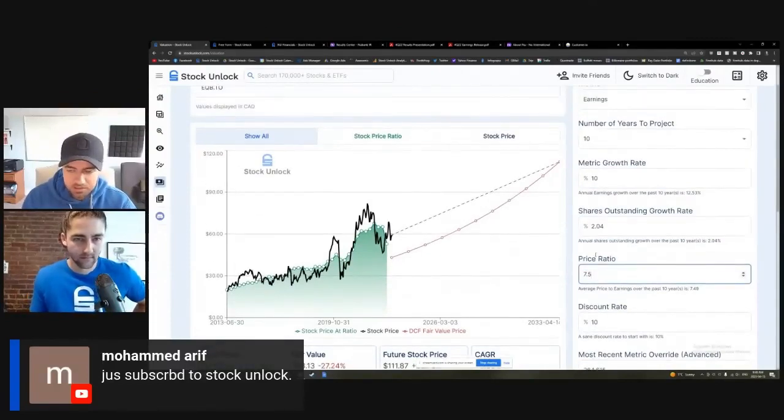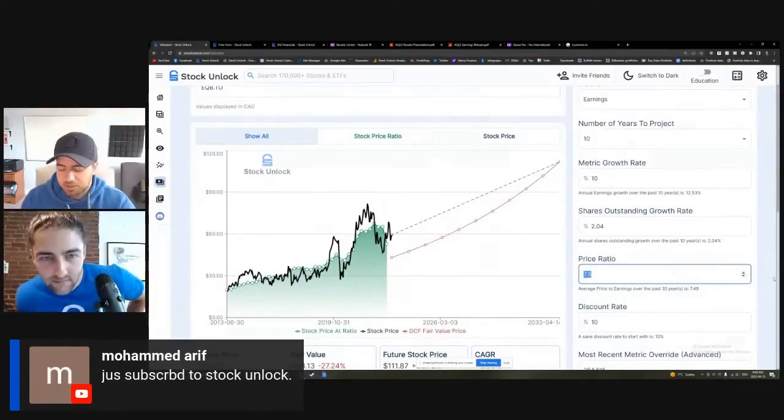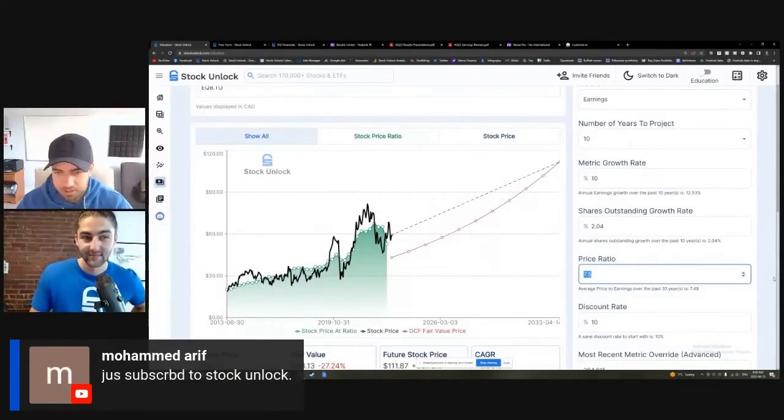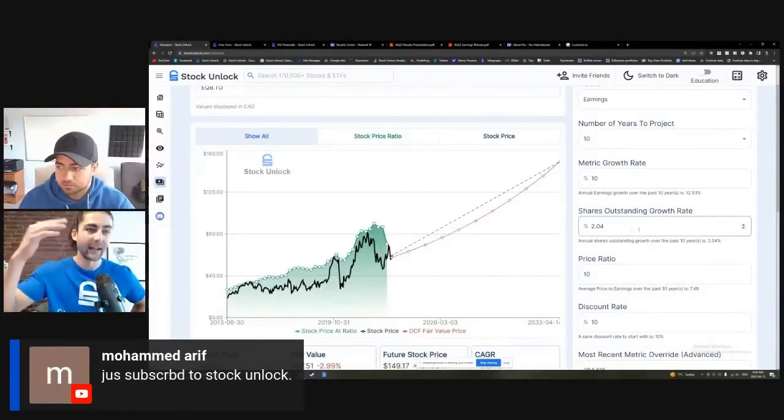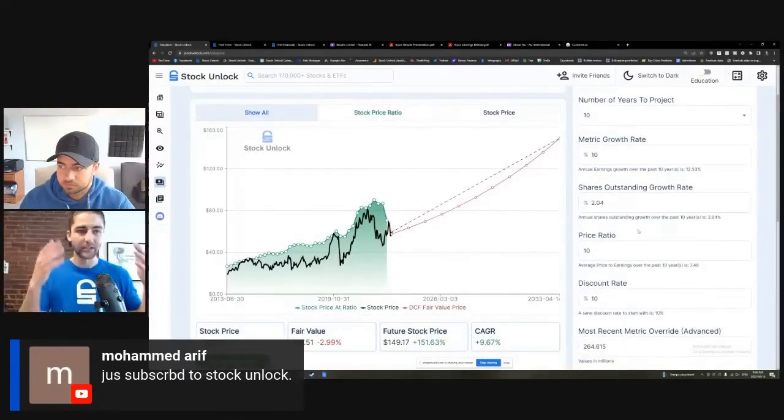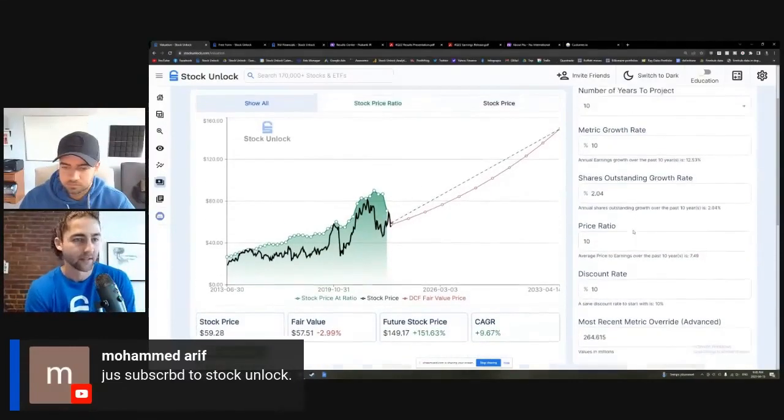Actually, no, the price ratio, I think that over time it's going to expand and they're going to be more in line with other banks. So I think it's actually going to expand to about 10. And this is a great mindset too, right? I mean, as other investors go and use these tools, these are the exact questions you should be asking yourself.